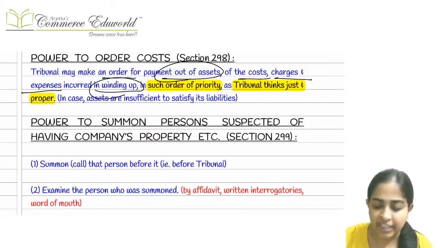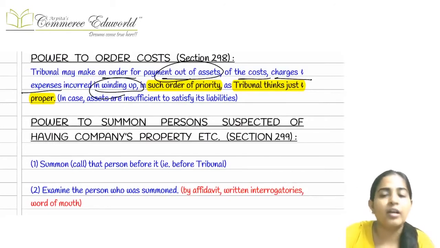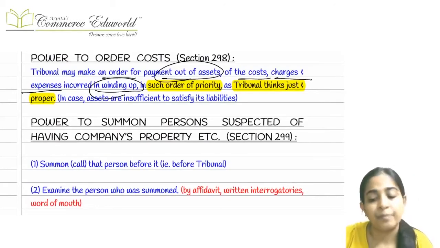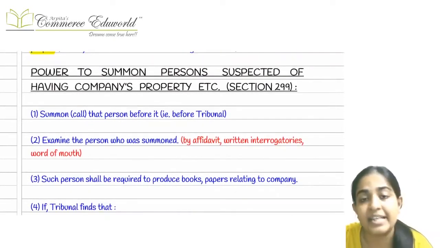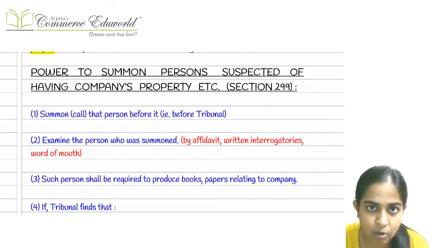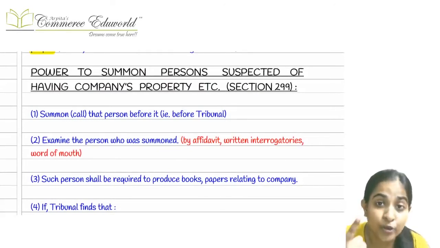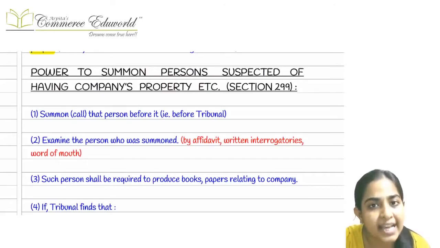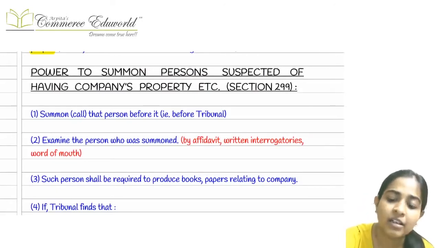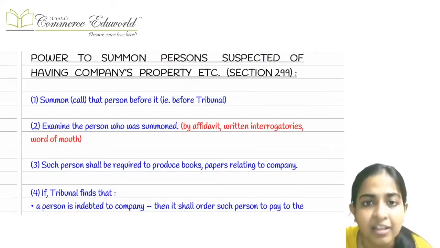Then after that, say for example, suppose the company liquidator is of the opinion that the books of accounts of the company, or the property of the company, is kept with a particular person, then we can call that particular person before the tribunal. The tribunal has the right to question that person about whether they have the books of the company, whether they have the assets of the company or not, and accordingly the steps will be taken by the tribunal.